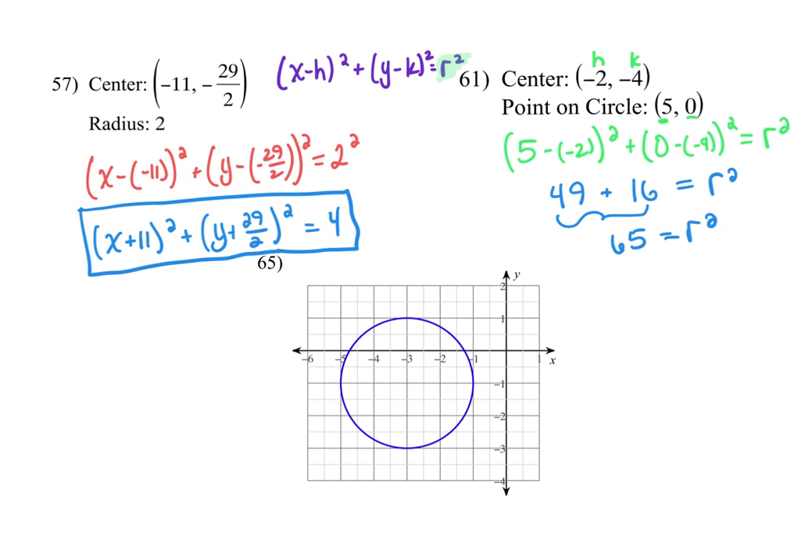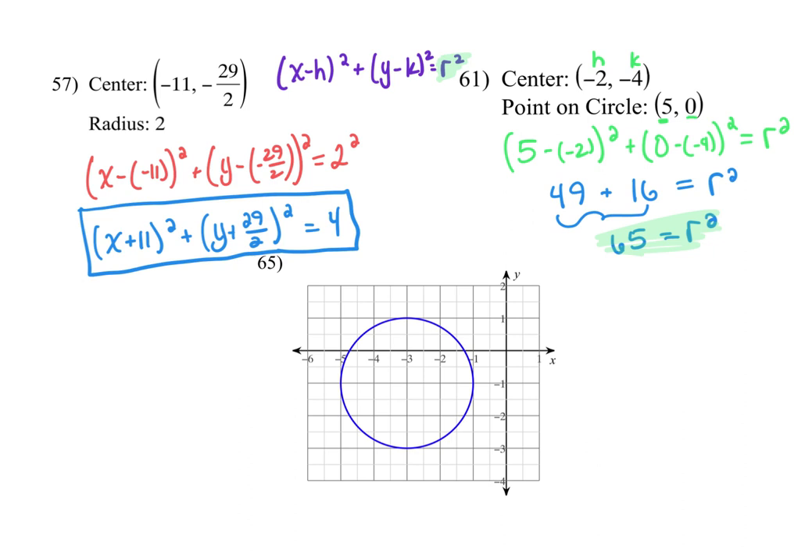But in this case, your formula asks for r squared. It's different than the Pythagorean theorem where you have to take the square root. It asks you for the r squared. So you just need the 65. So now we have my h, we have the k, we have the r squared. So just rewrite your formula plugging those in.